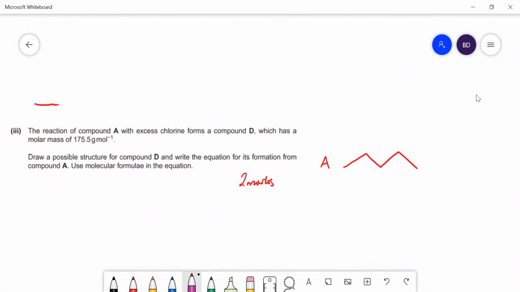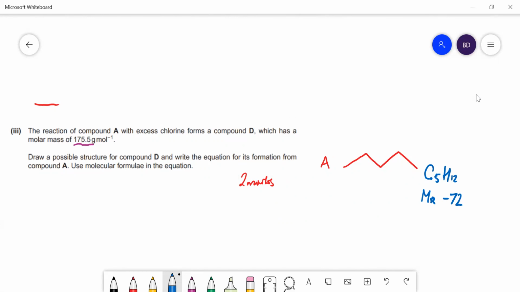A compound reacts with excess chlorine to form D, and it has a molar mass of 175.5. Draw a possible structure for D and write an equation for its formation. Right. So let's think about the molar mass of A. A is C5H12. Okay, so what's the Mr of that? It's going to be 5 times 12 for carbon, 60, plus 12, that's going to be 72.